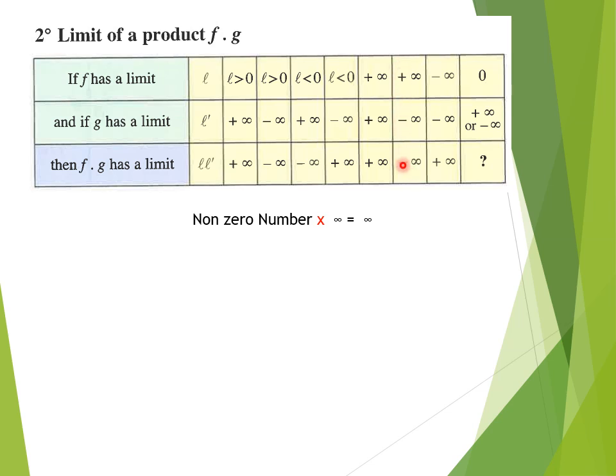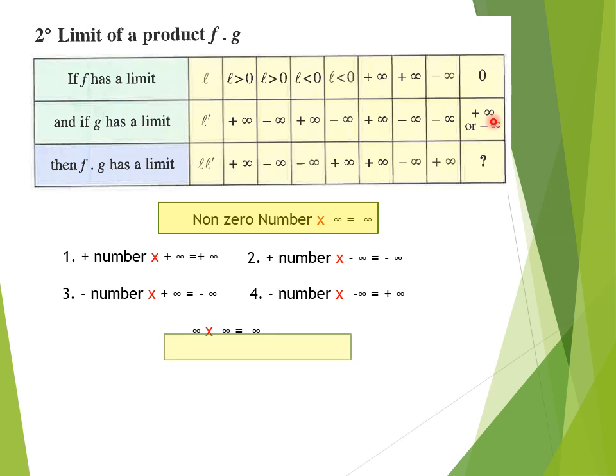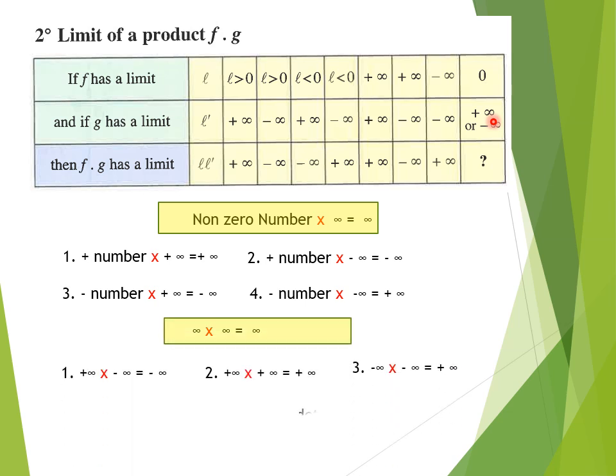But what if I get 0 times plus infinity or 0 times minus infinity? Usually when I multiply 0 by any number, of course I get 0. But if I multiply 0 by an infinity, it's never simply 0. Why? You will ask me why, of course. Because infinity is not a number that I know. So I can't tell that 0 times plus infinity is 0. So this is also an indeterminate case as we said before. So 0 times infinity is an indeterminate case.